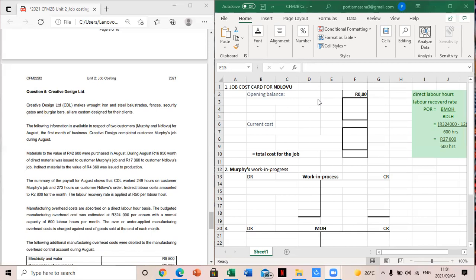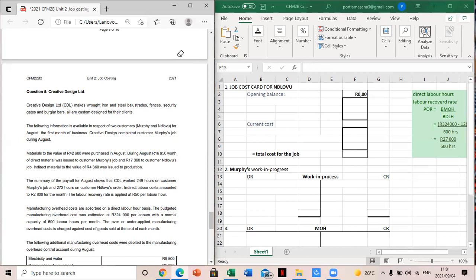It's also important to know whether a job has been completed or is incomplete. I'll explain later when we're doing the activity. All costs are entered onto a job order cost card. That's where we record all the costs incurred.